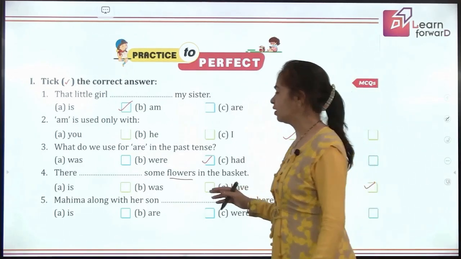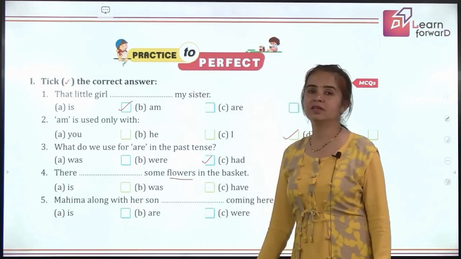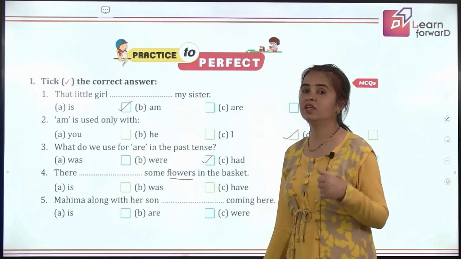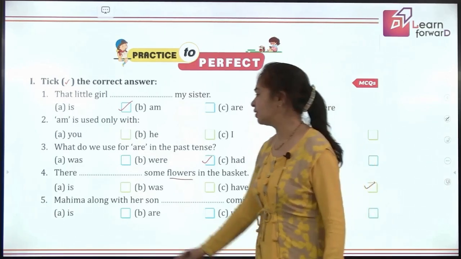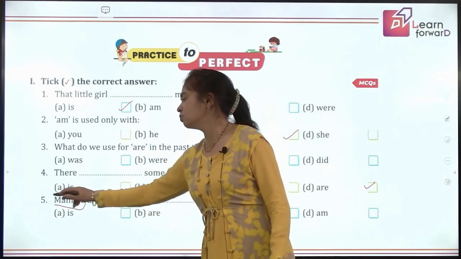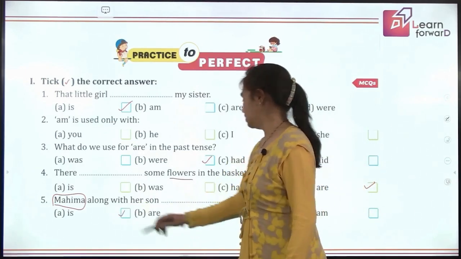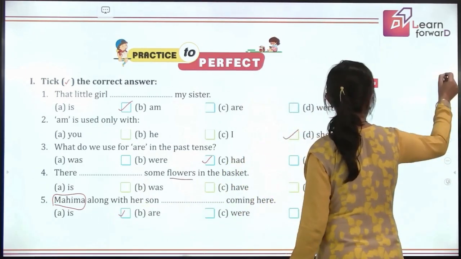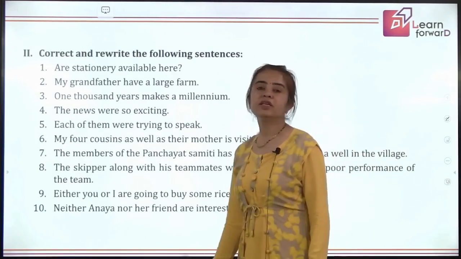Yes. Have shows possession. So have is not correct, although it's plural. Mahima along with her son. So when we use along with, when we use as well as, when we use only with, what do we look at? The first word in the subject, which is singular. So which verb will come here? Is the correct answer. Good. Let's move to the next exercise. Correct and rewrite the following sentences.